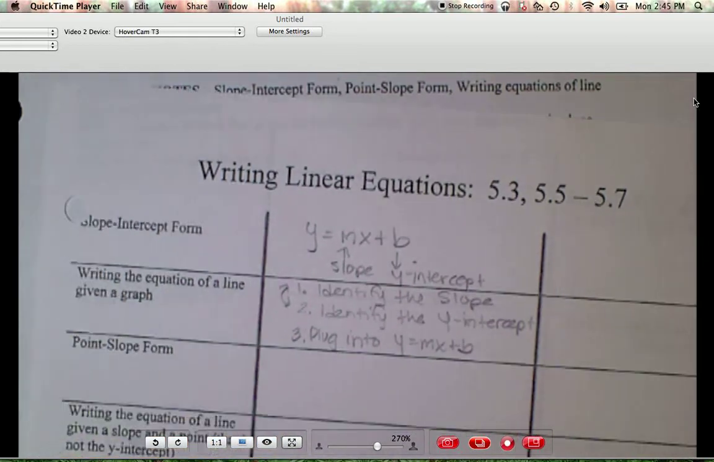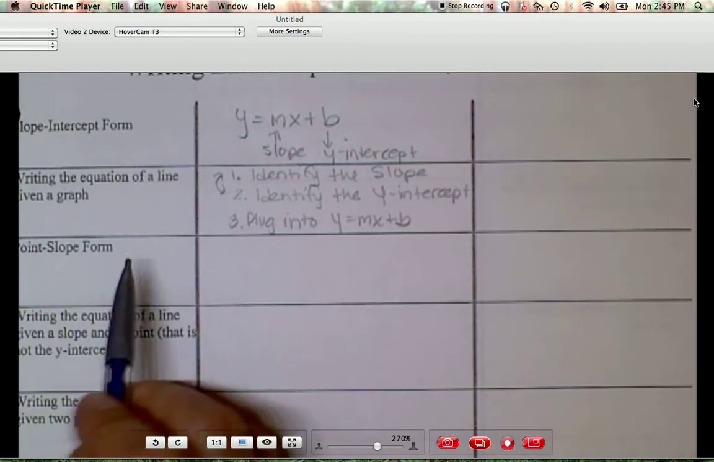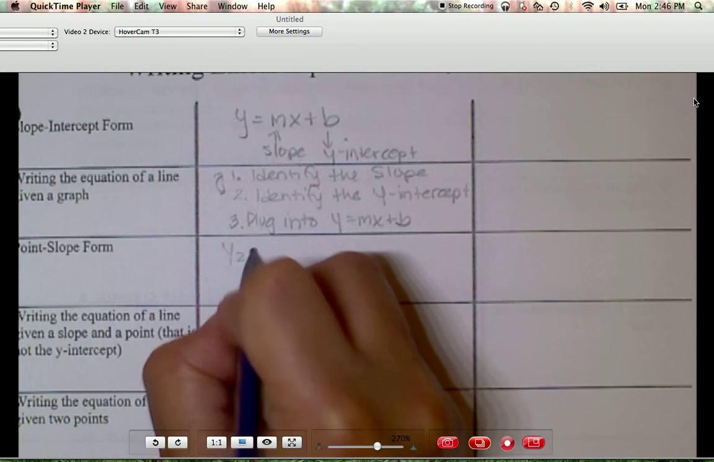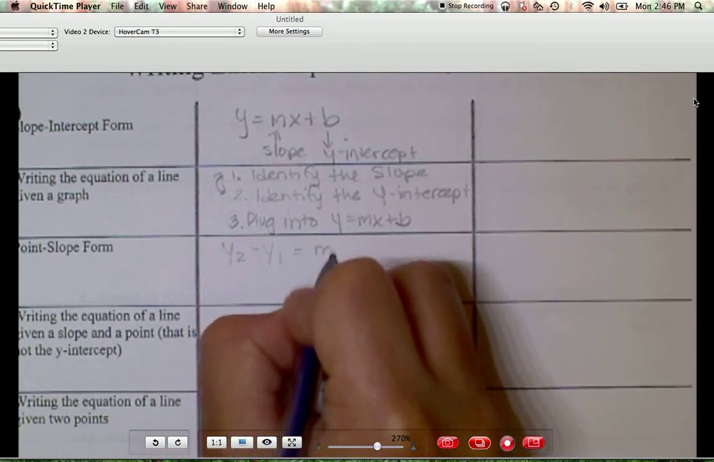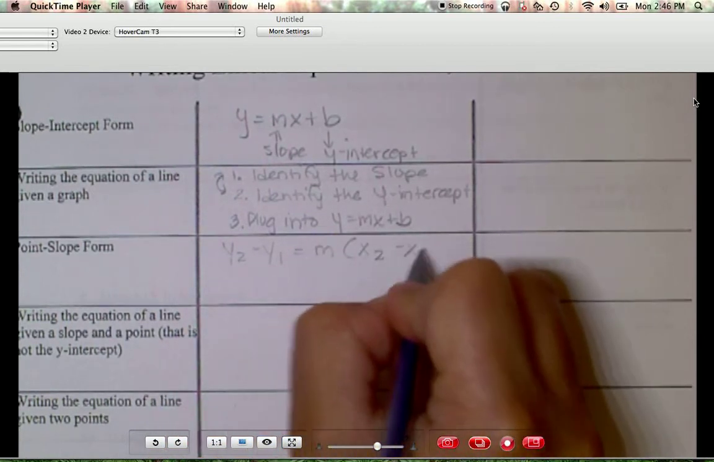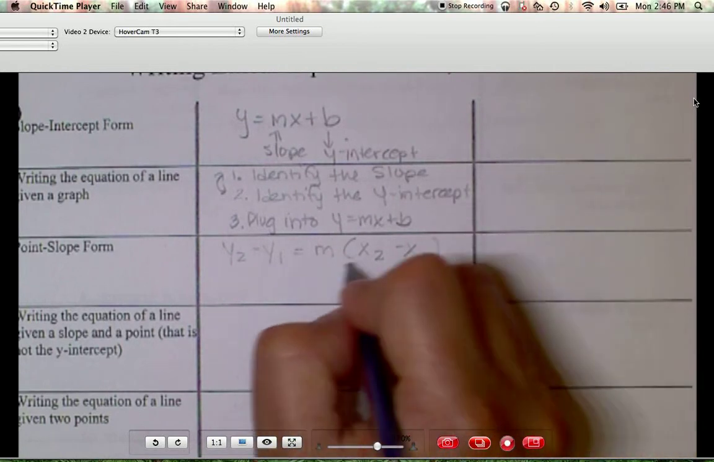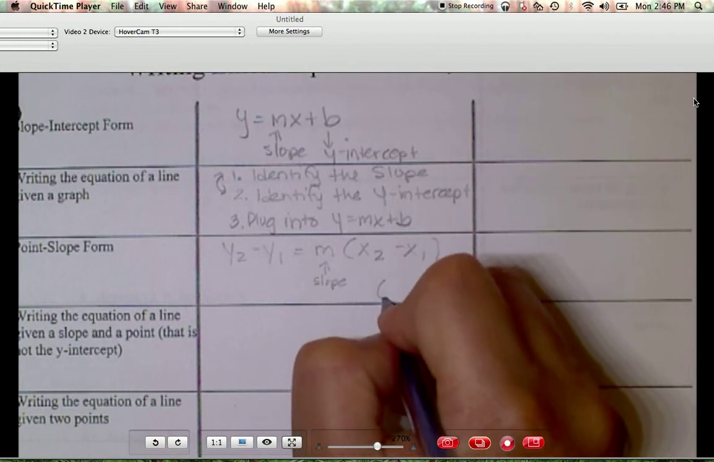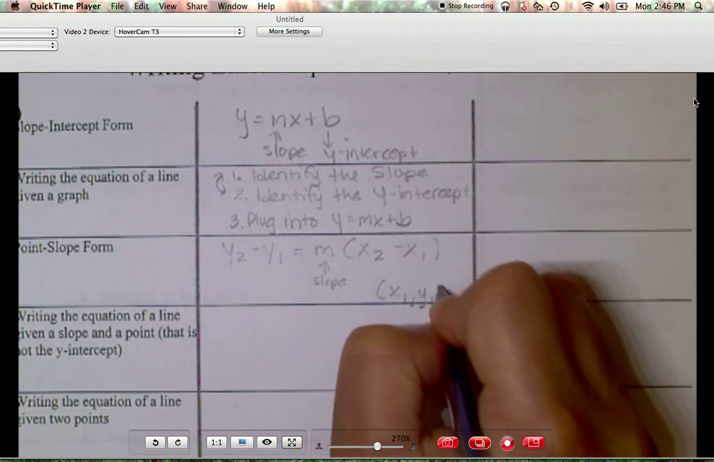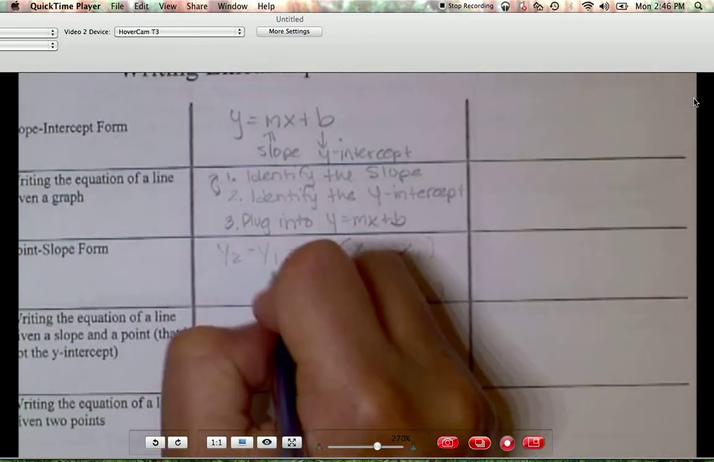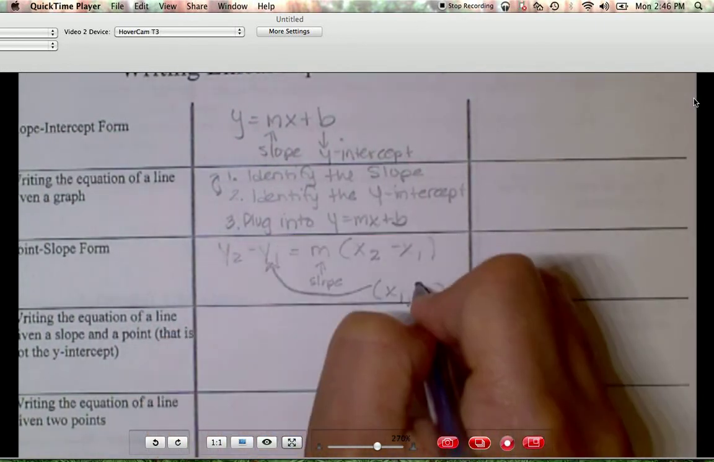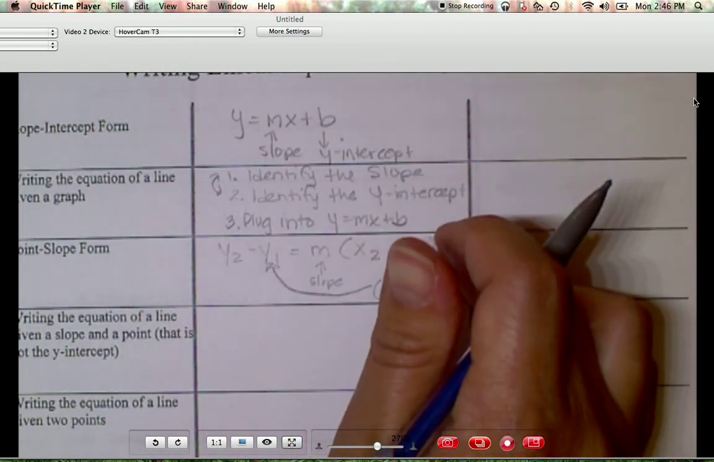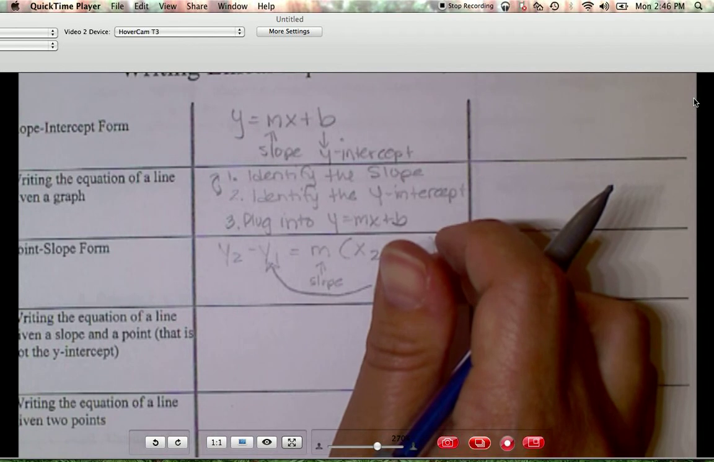So we need to talk about this new form called point-slope form. Point-slope form is going to be this: y2 minus y1 equals m times x2 minus x1. And m is still your slope. But you'll be given a point, x1, y1, that you'll plug into this spot, which is the second y, and this spot, which is the second in line, x. And I'll show you what I mean for that, okay?